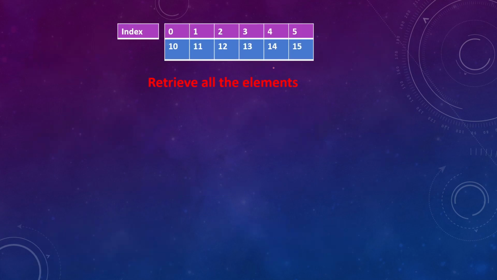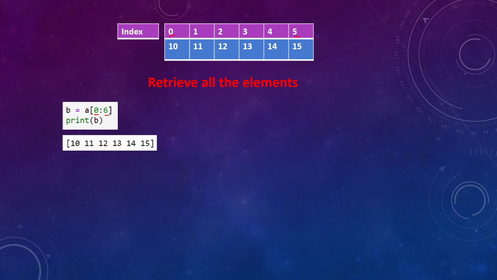Now here is our array. If the question is to retrieve all elements, that is, all the elements from index 0 to index 5, as we have seen in the previous example, we will write the start index and the end index. The start index will be 0 and the end index will be 1 greater than 5, which is 6. So the result will be 10, 11, 12, 13, 14 and 15. That is, we are retrieving all the elements of the array.